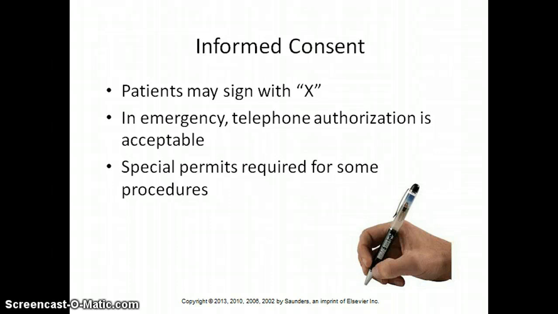As you can see on this slide, patients may sign with an X. If you have a patient who can't write their own name and needs to sign with an X, you need to have 2 nurses witnessing that. In an emergency, you can do telephone authorization, and again, it's going to require 2 nurses to authorize that.